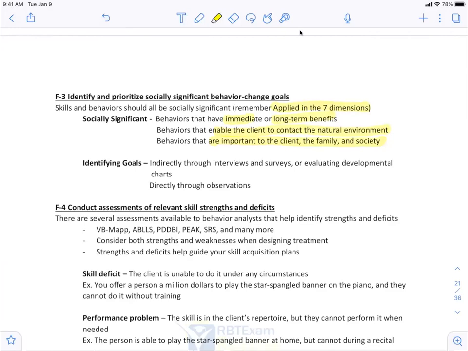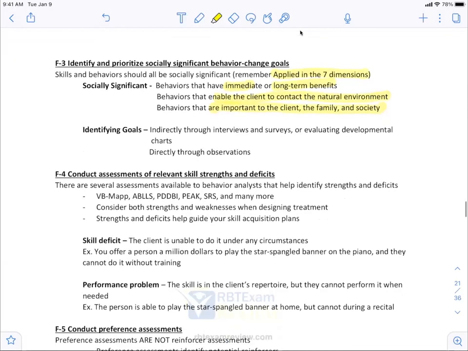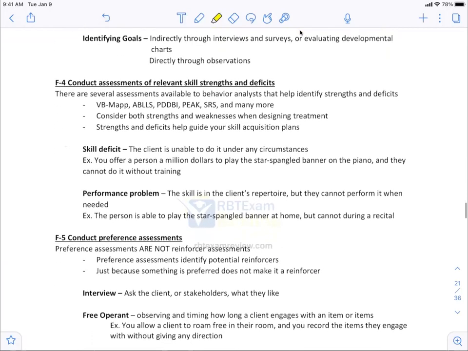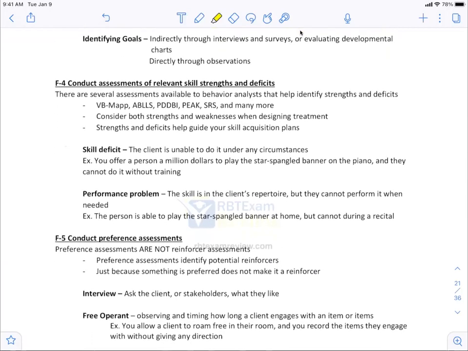So you can see how the task list starts to build on each other, right? We have the onset of the case where we're reviewing all our previous records. We're now starting to choose socially significant behaviors, behaviors of interest. And now we're going to start doing what? We're going to start conducting assessments. So there are several assessments available to us. And the thing about being a behavior analyst is there's really no specific one that you must use.